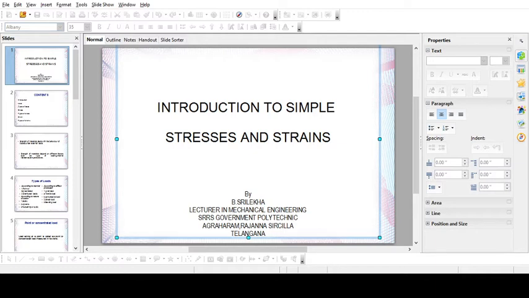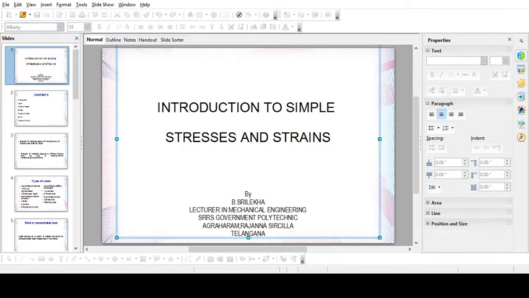So in today's topic, we are going to have an overview of this entire chapter of simple stresses and strains. In this chapter, we are going to come across various terms such as types of loads, whether it is point load or UDL or UVL, based on their application, we have different types of loads that we are going to discuss. And then we are going to discuss stress. What is stress? And what is strain? And what are their natures? And what are the different types of stresses? And what are the different types of strains?